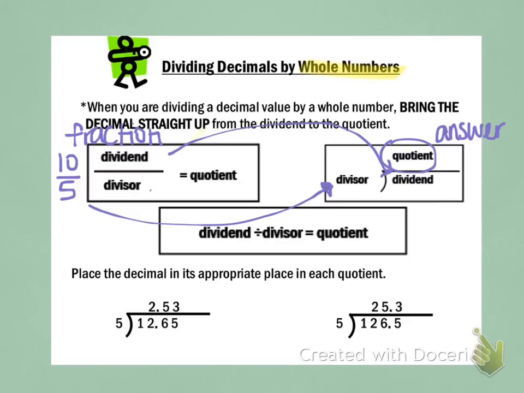So we place the decimal in its appropriate places in each quotient. So here, we're dividing by a whole number. So that decimal's after the 2. So we just bring the decimal straight up into our quotient. Same here with 126 and 5/10 divided by 5. That decimal is right here. We're dividing by a whole number. So we bring that decimal straight up into our quotient. We want to do that first before we start dividing.